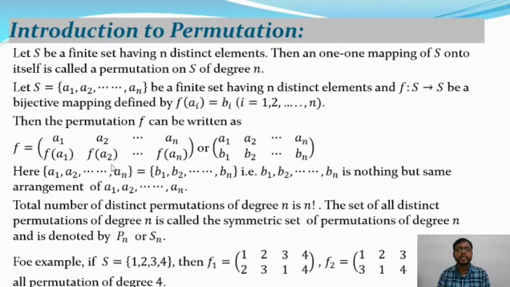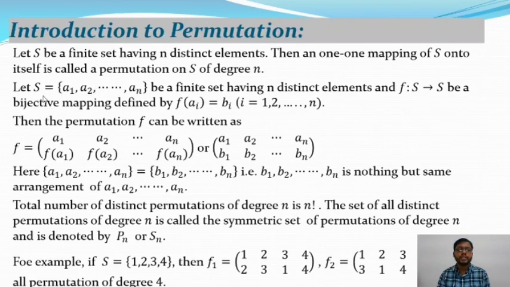So a finite set having n distinct elements: there are n elements and they are distinct, and S is a finite set as well. There exists a mapping from S to S, and this mapping is 1-1 and onto. That means it is bijective, and it is called a permutation on S of degree n. This is the definition of permutation.